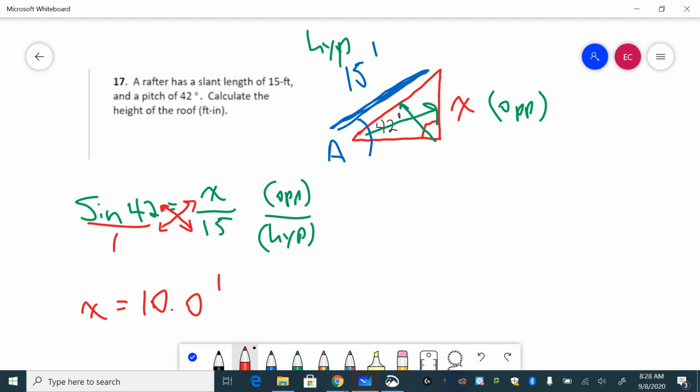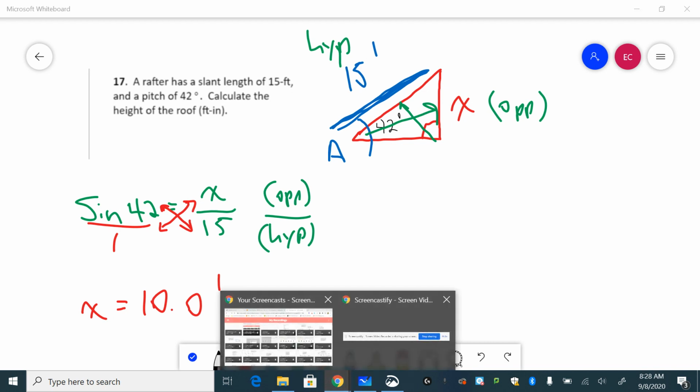You can check if you're right or approximately right because it has to be lower than the hypotenuse. So the hypotenuse was 15 feet, so the answer must be lower than that. Otherwise, you know you made a mistake.